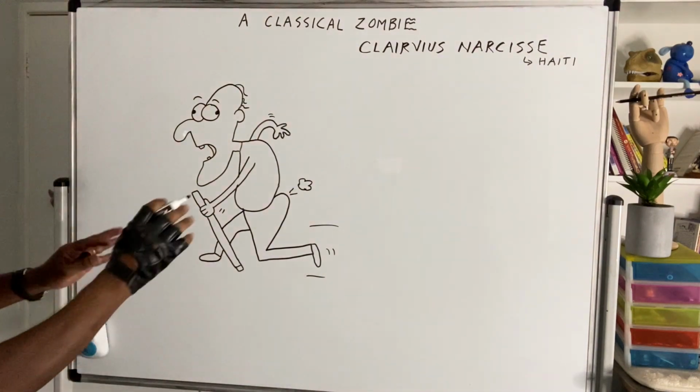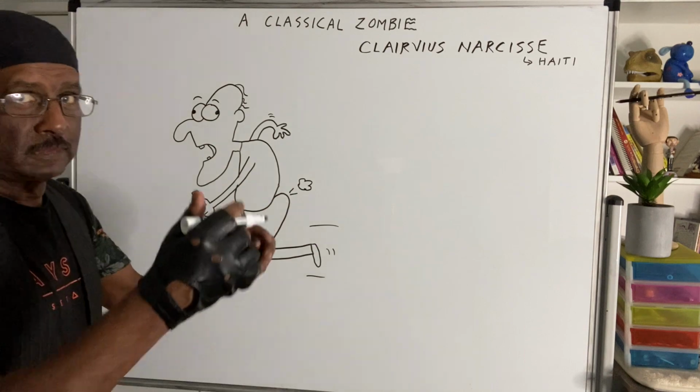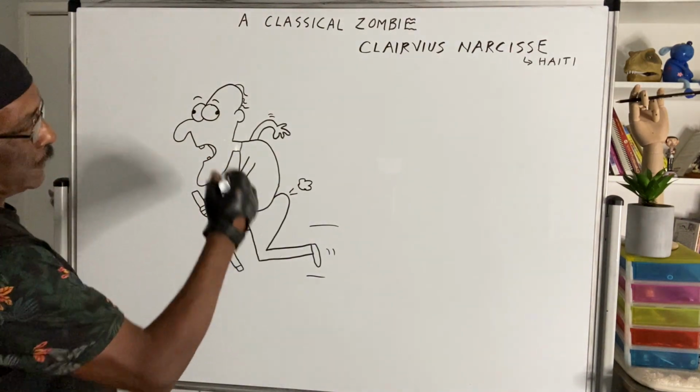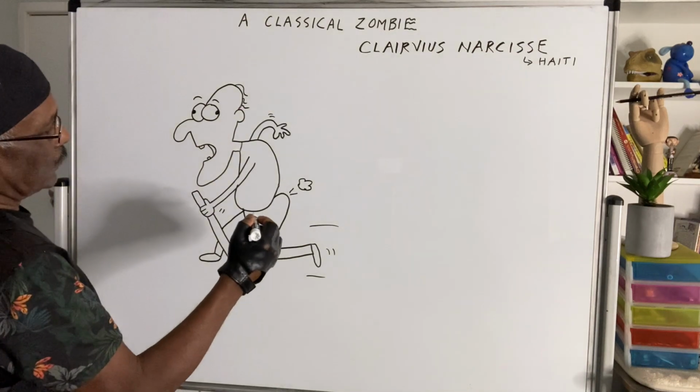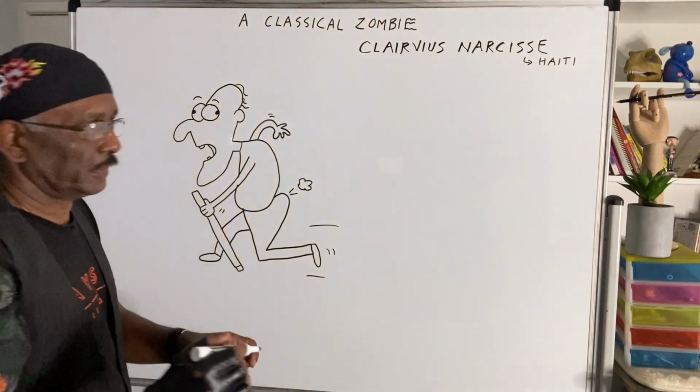All right. Now let's draw the zombie. If you lose me at any point, just stop the video, go back a little bit, and have a look at it again and see how it's drawn. Okay. So we got the old man done. Now let's draw a zombie. Okay, a slow zombie, right?